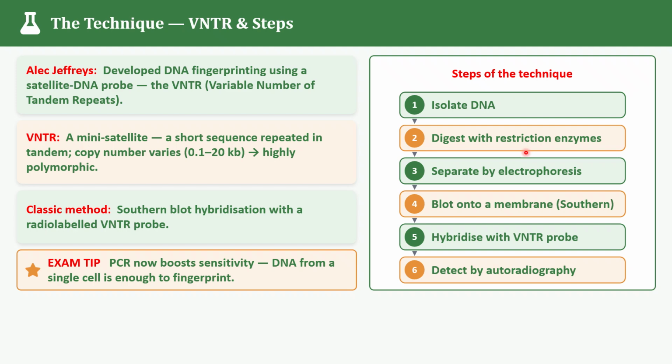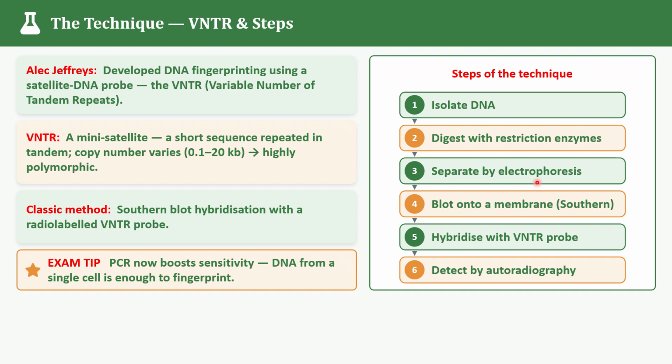And next is separation by electrophoresis. So the DNA fragments are now separated, right? They are separated according to their size using gel electrophoresis. So we have the fragments now, and size wise we are going to have the DNA fragments. How it is done? By gel electrophoresis. So the smaller fragments move faster and farther than the larger ones.